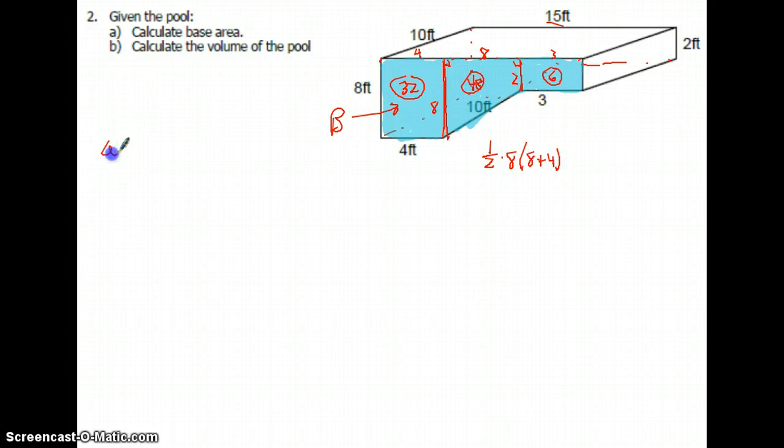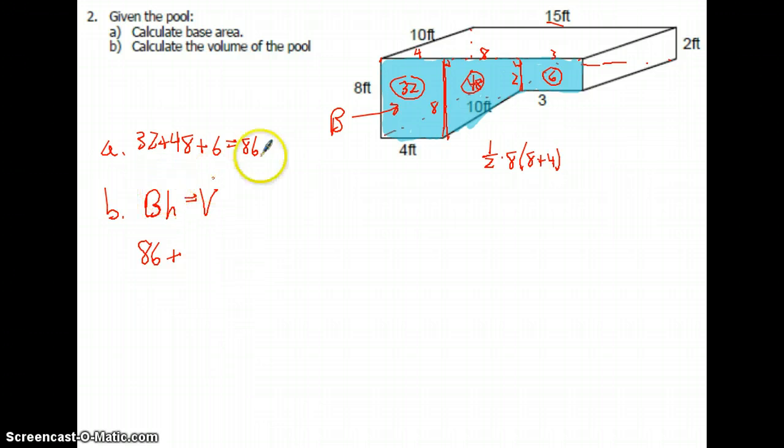So the area of the base is 32 plus 48 plus 6, which is 86. The volume of the thing then is just area of the base times the height. That's the volume. And that's going to be 86, which I just figured out. That was great. And then the height would be the distance between those bases, which here is 10. This is actually the height. It's the distance from one base to the other.